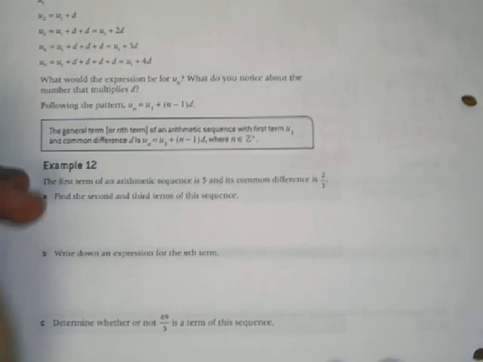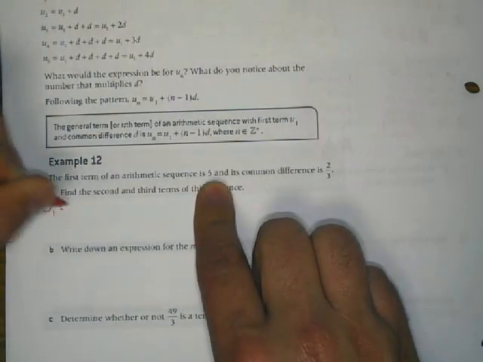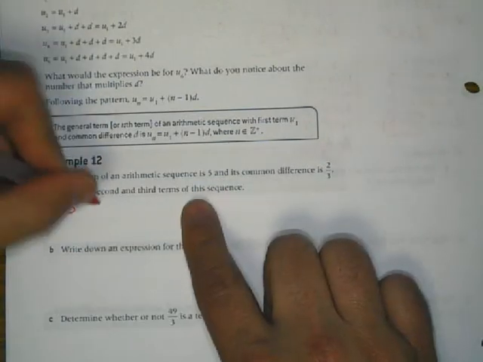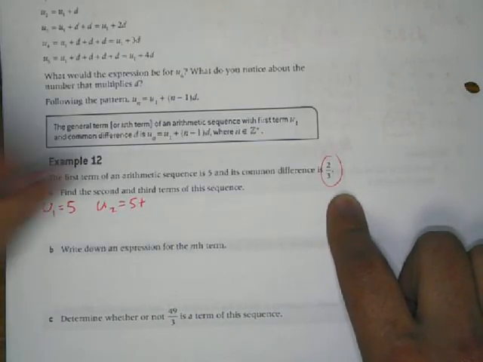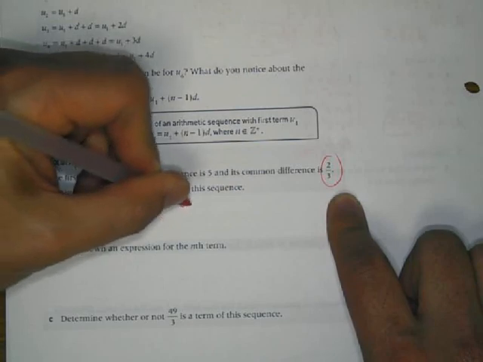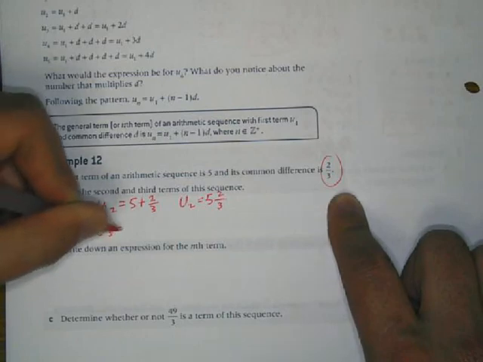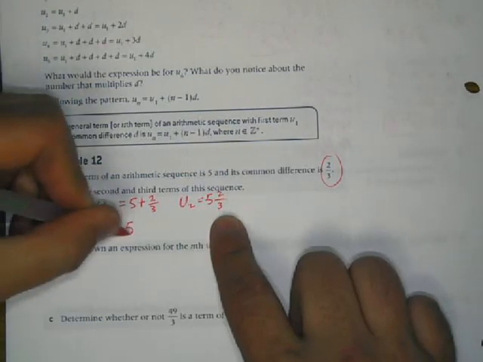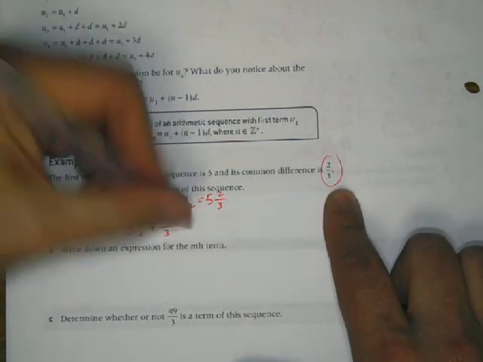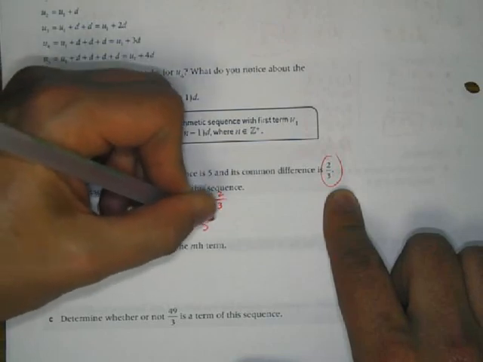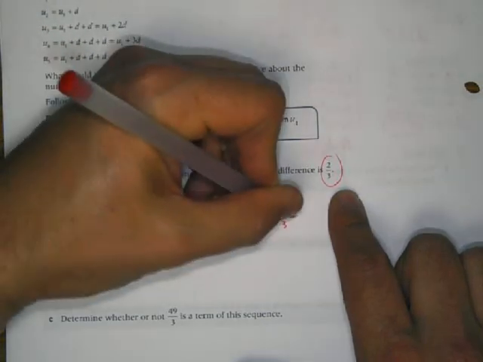Okay, so you know that the first term of a sequence is 5. Find the second term and the third term. The second term is going to be 5 plus our common difference of 2/3, so the second term is equal to 5 2/3. The third term is going to be 5 2/3 plus another 2/3, which gives me 5 4/3, which we can simplify, so the third term is equal to 6 1/3.